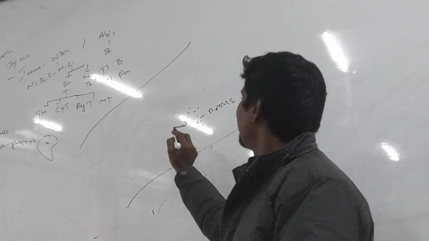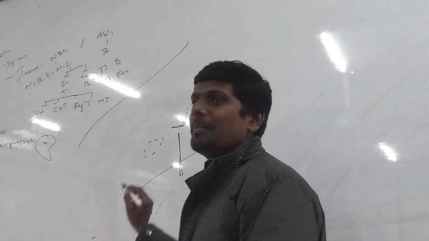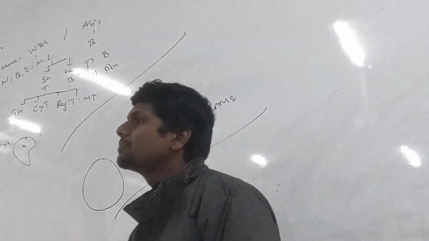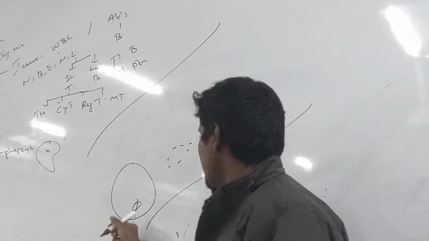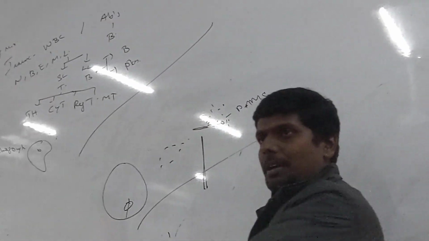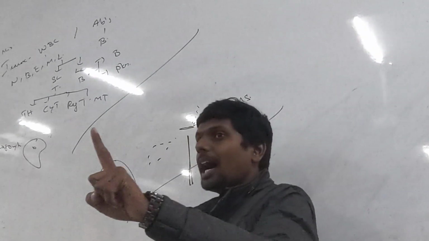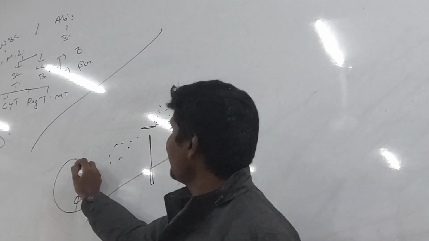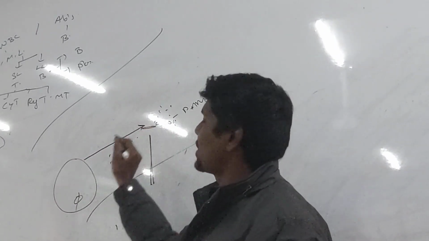Okay, let us see here. So what happens? It releases some chemicals, PAMPs. There is a macrophage. Macrophage will be denoted with this symbol. A macrophage will identify the PAMPs. Okay, now it is attracted towards the pathogen.